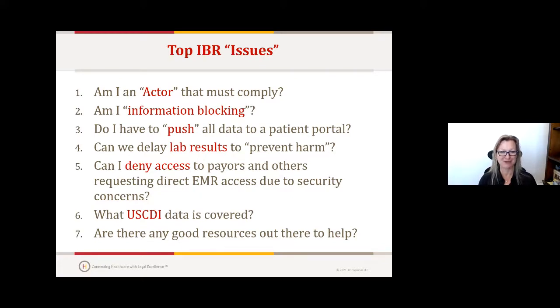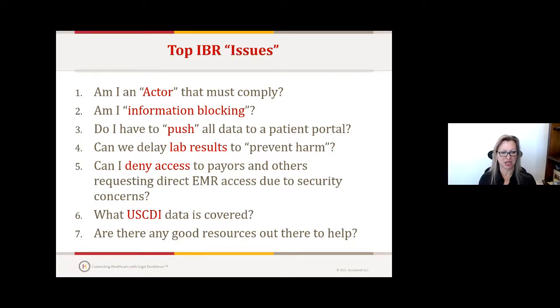Another top IBR issue, and when I refer to IBR, it's an acronym, if you have not already heard it tossed around, it's the most common abbreviation used to refer to the information blocking rule, which is kind of unfortunate because sometimes I even misspeak. For those of you in the research sector, of course, we talk a lot about IRB approval, so that's a bit confusing. But anyway, if you hear me referring to IBR, it's the information blocking rule.